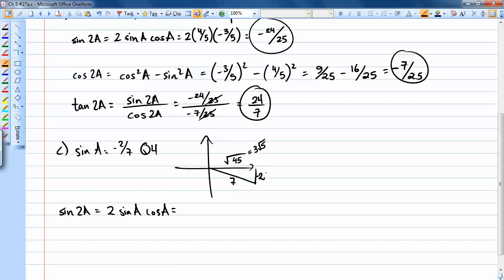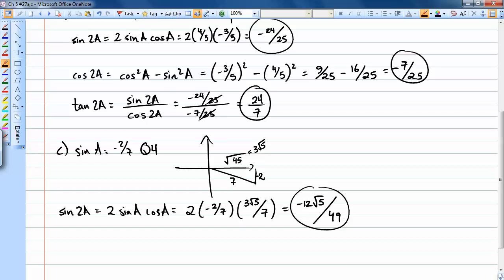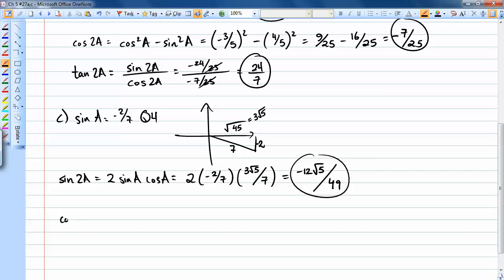And we can tell from our triangle that sine a we're already given. That's negative 2 over 7. Cos a will be 3 root 5 over 7. And if I multiply all that out, I'm going to get negative 4 times 3 is negative 12 root 5 over 49. So there's sine 2a. Let's look at cos 2a. So that's just going to be cos squared a minus sine squared a.